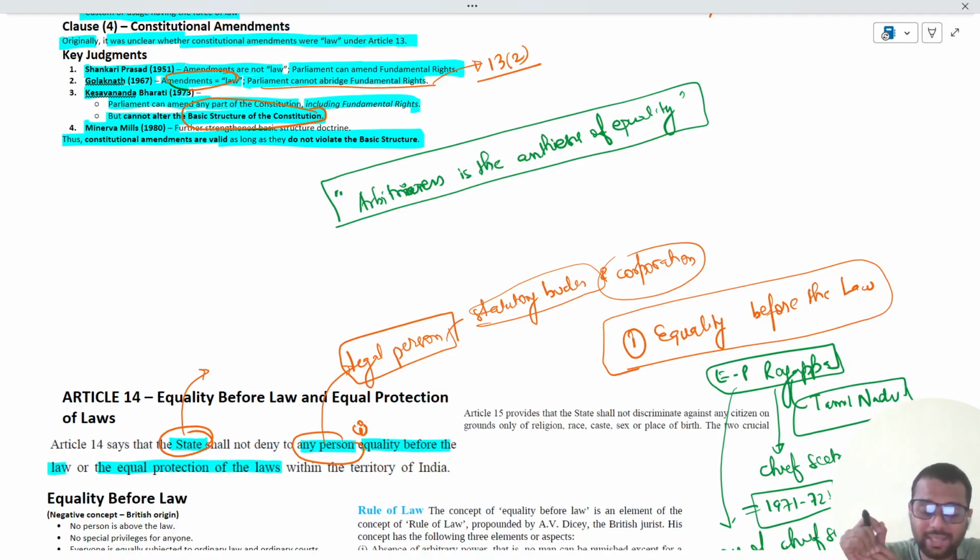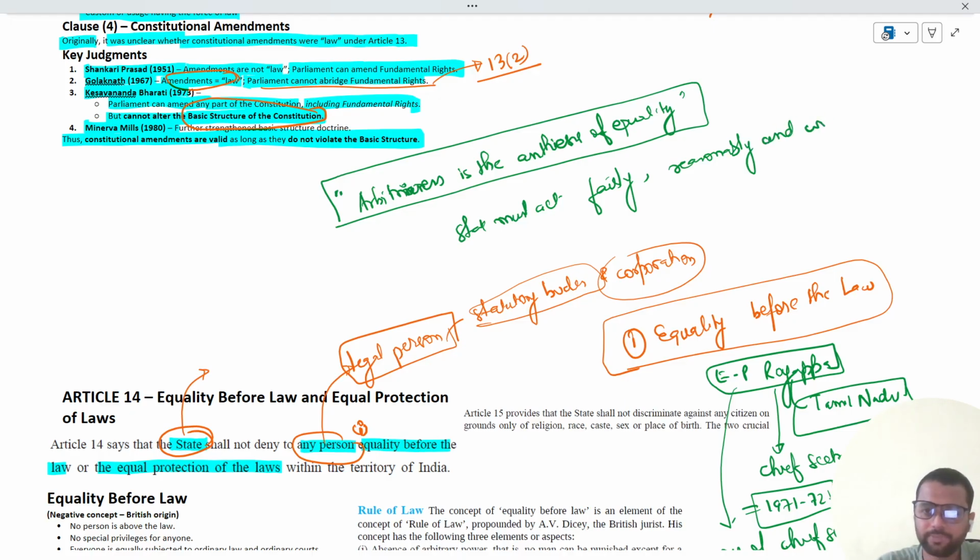Equality also means the state must act fairly, reasonably, and without arbitrariness.